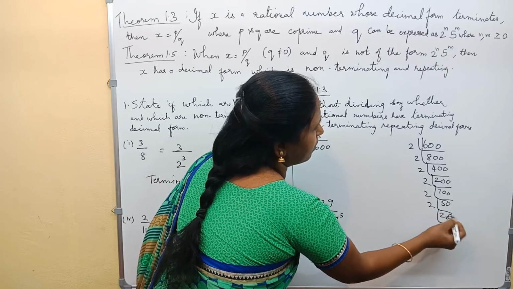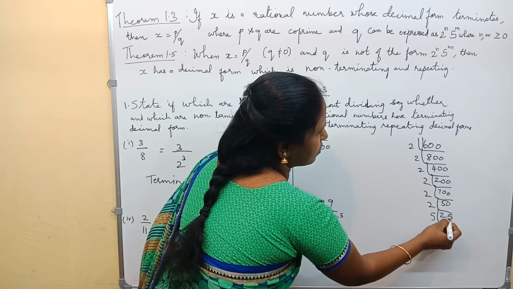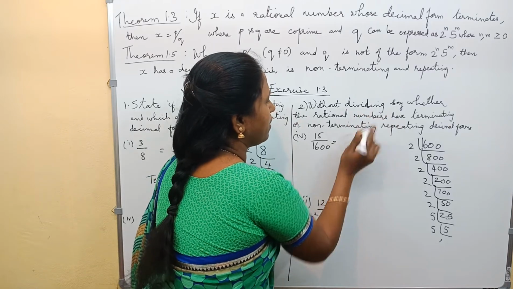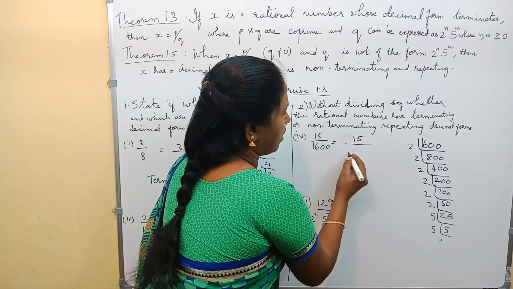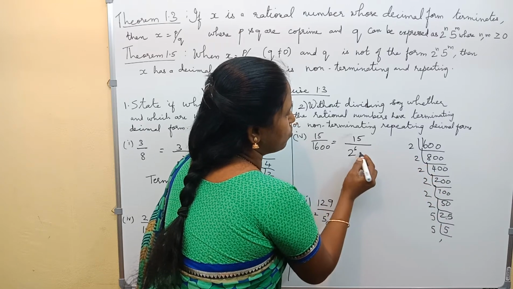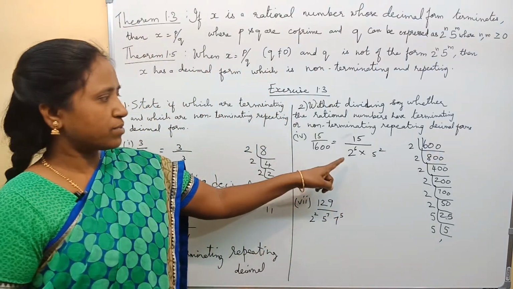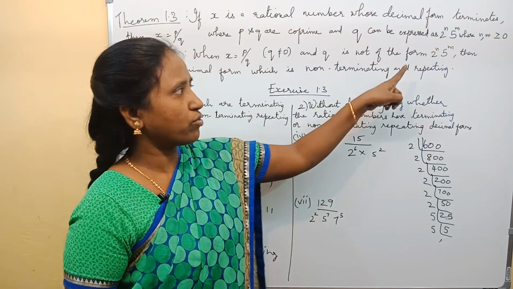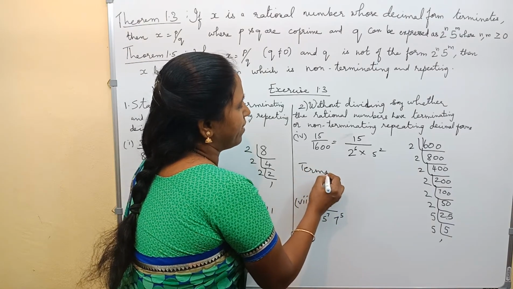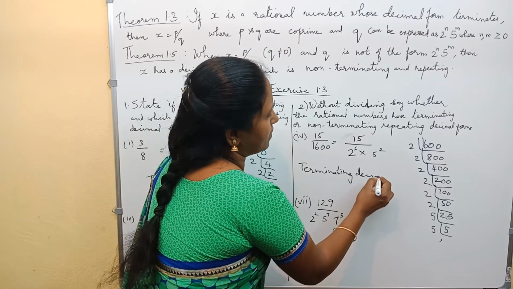25 is not divisible by 2. So 5 fives are 25. So this gives us 5. So here we can express it as 15 by 2 power 6 into 5 square, counting 1, 2, 3, 4, 5, 6. So here we express the denominator in terms of 2 power n and 5 power m. So this is a terminating decimal. Right?